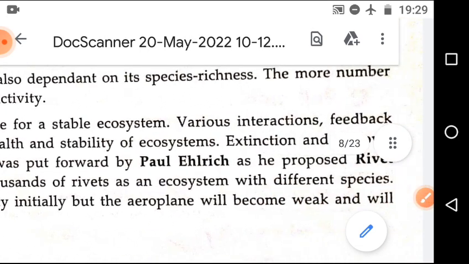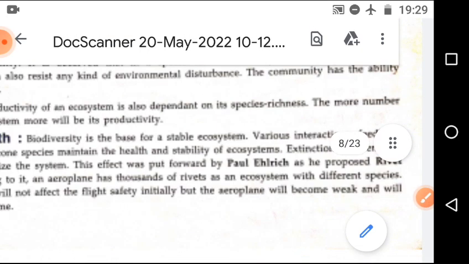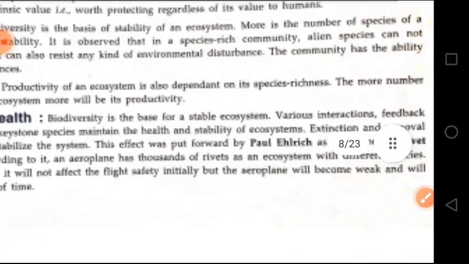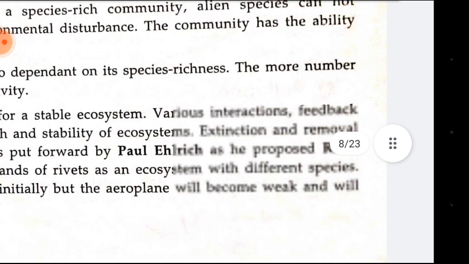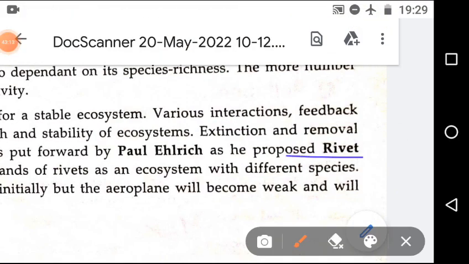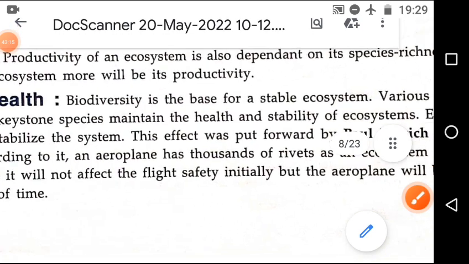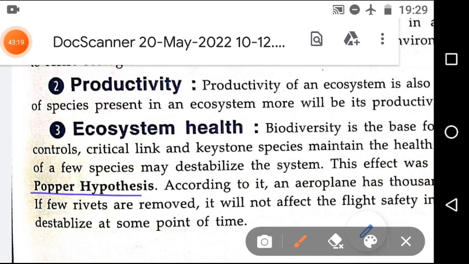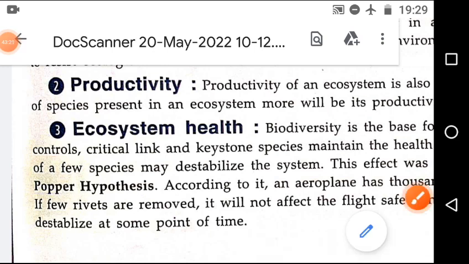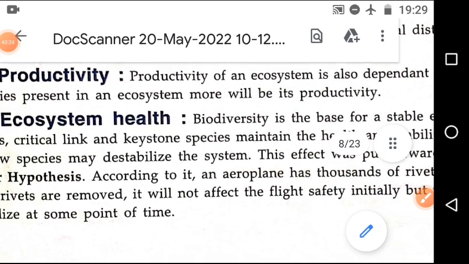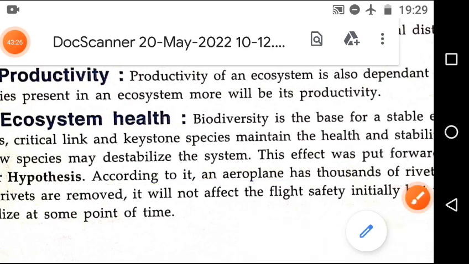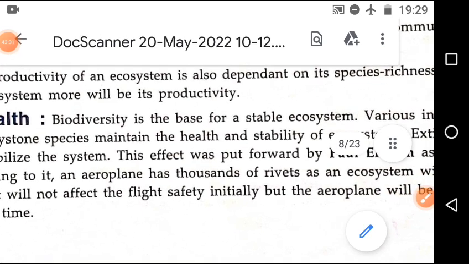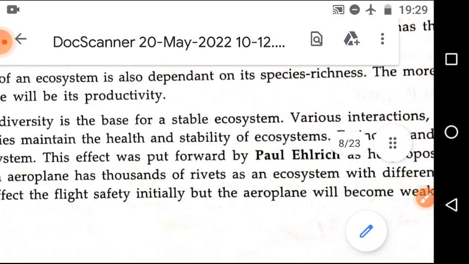Yes, it is written Rivet Popper hypothesis. Here you see, it is written. Rivet, and in the next line it is written Popper hypothesis. Now, in this Rivet Popper hypothesis, what Paul Ehrlich has said, see from this line, is that according to it, an aeroplane has thousands of rivets, like an ecosystem with different species.